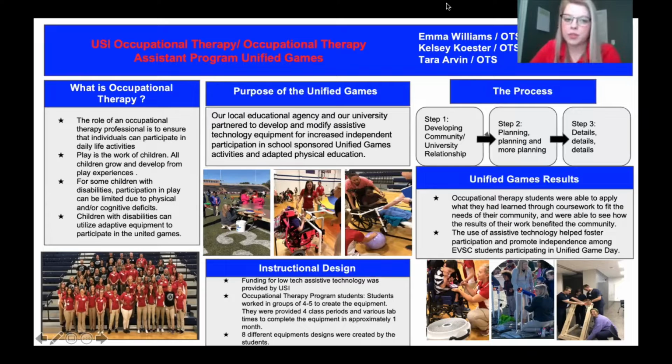So what is occupational therapy? Occupational therapy's role is to ensure that individuals can participate in their activities of daily living. For a child, participation involves play, and all of their growth and development is done through experiences of play. So children with disabilities are at a disadvantage because they are unable to participate in these types of activities. So what USI did is they partnered with EVSC and they created adaptive equipment to allow these children with disabilities, physical and cognitive deficits, to be able to participate in the Unified Games.